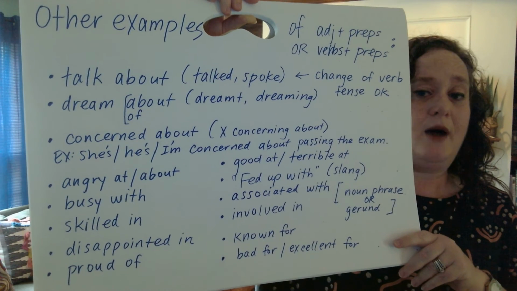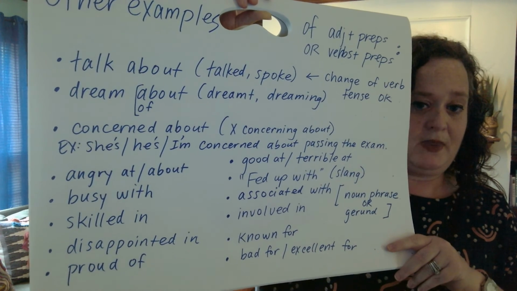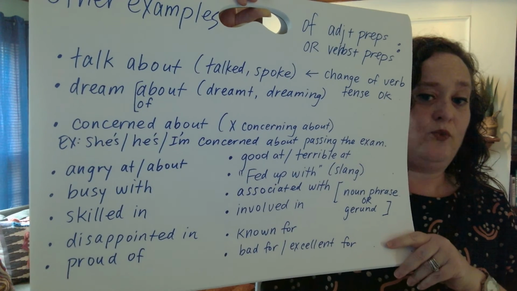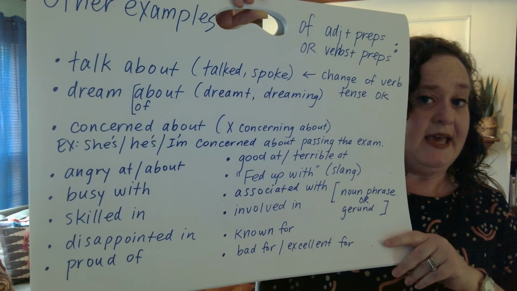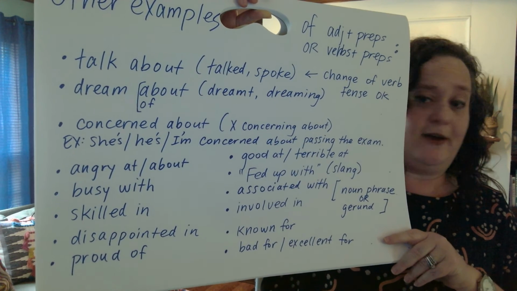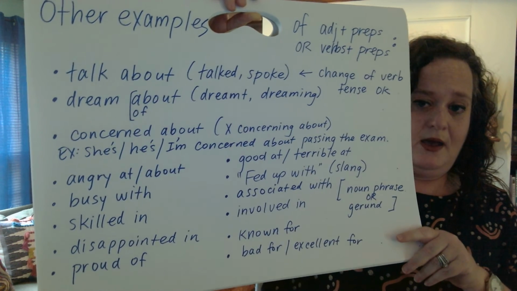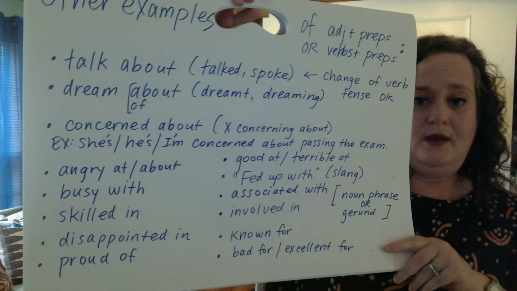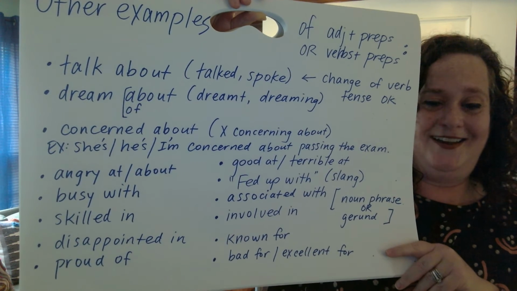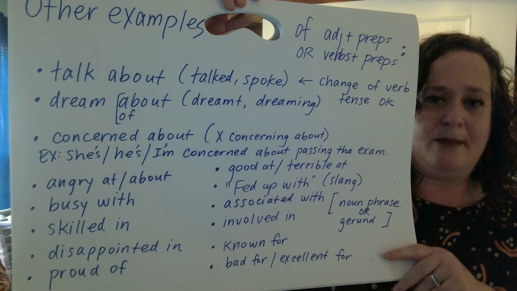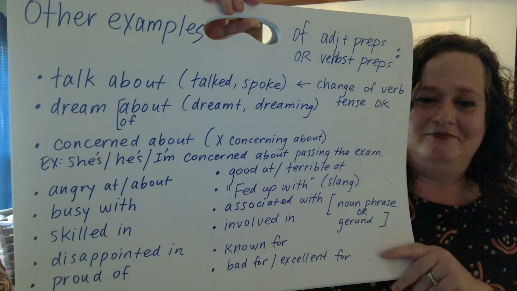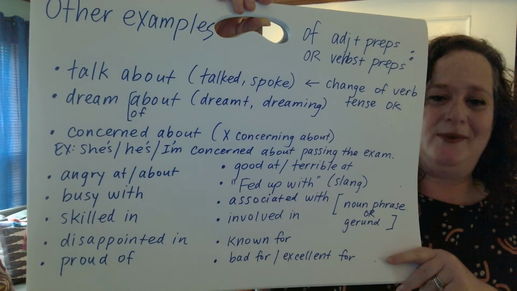Okay, other common expressions or combinations below. Angry at or angry about. Busy with, skilled in, disappointed in, proud of. I'm sure you have heard many of these before. Good at, or opposite, terrible at. Let's see. I am terrible at doing math, but I'm good at playing piano. Okay, those are opposite expressions.